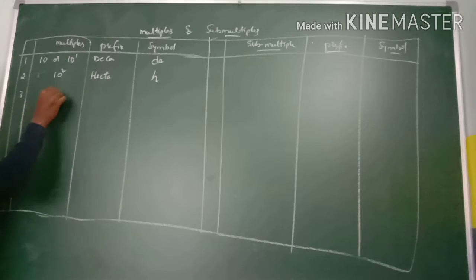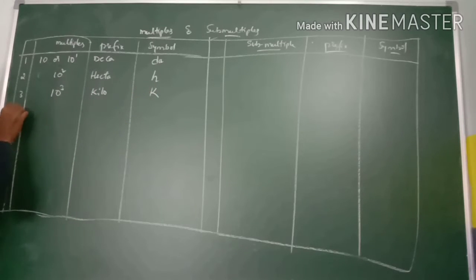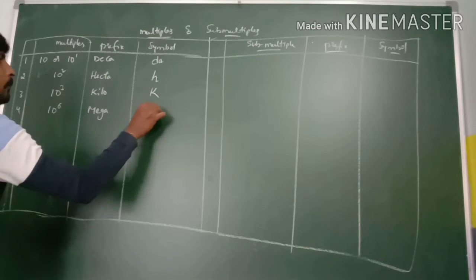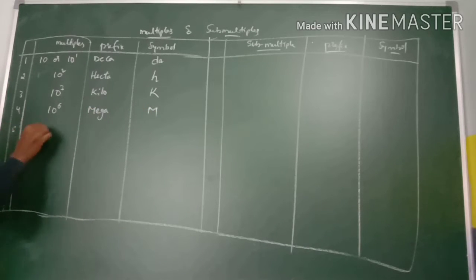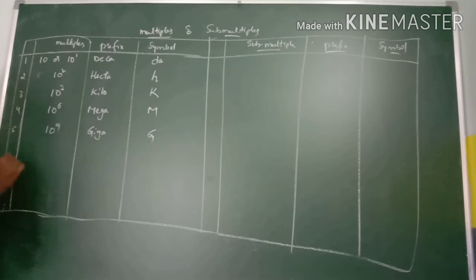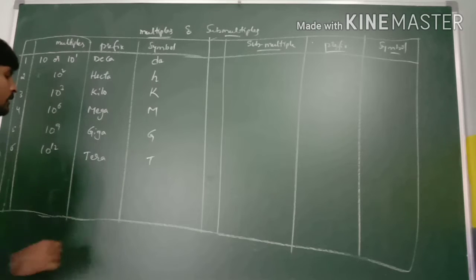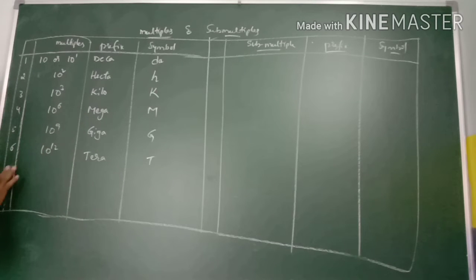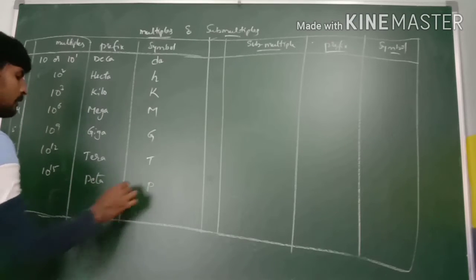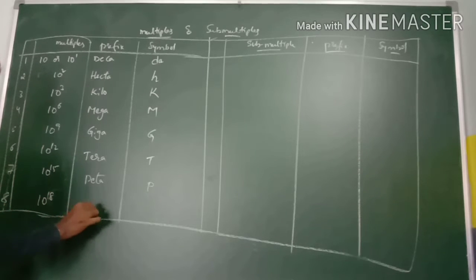Next one, 10 power 3: kilo, K. 10 power 6: mega, M. 10 power 9: giga, G. 10 power 12: tera. The seventh one, 10 power 15: peta. The eighth one, 10 power 18: exa.